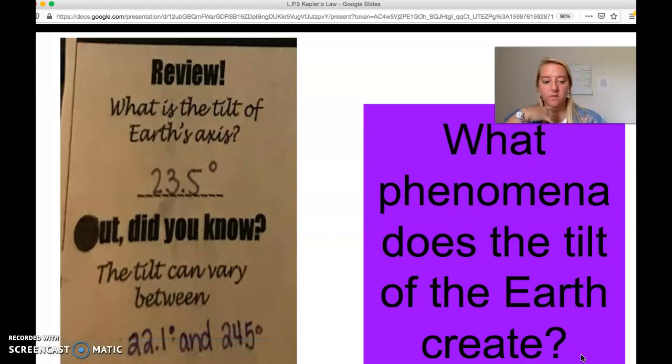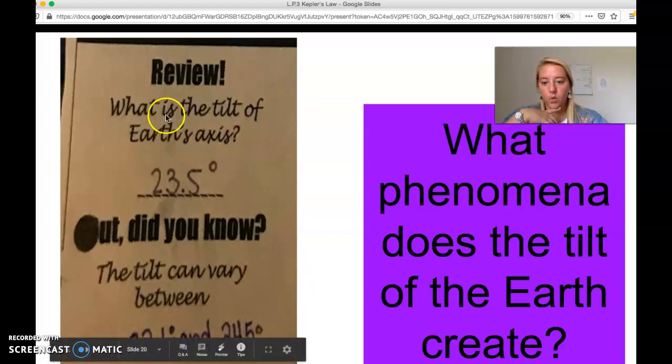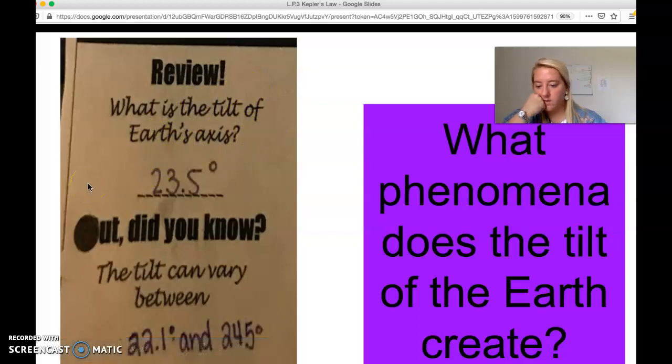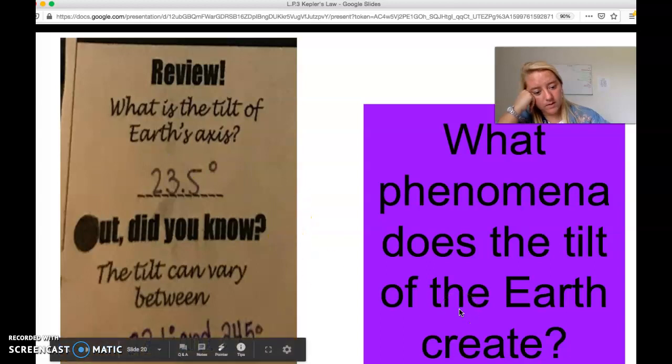Okay, a little bit of review for you. What is the tilt of the Earth right now? 23.5 degrees. But did you know that the tilt can vary between 22.1 degrees and 24.5 degrees? What phenomenon does the tilt of the Earth create? We're going to learn this in a couple more lectures, but it actually creates the seasons.